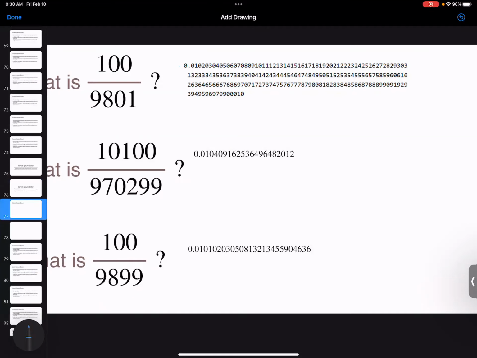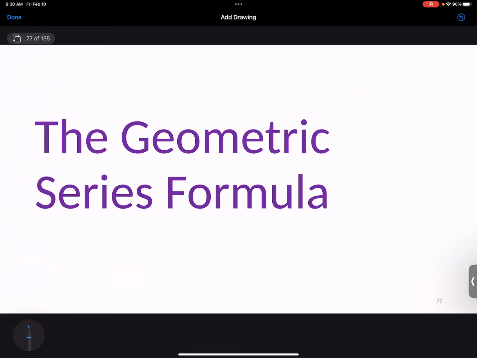So what I want to do now is talk about the most important infinite sum there is, the geometric series and the geometric series formula. There is a way to understand the geometric series formula by playing a game of hoops, leading to a great concept in mathematics and economics.